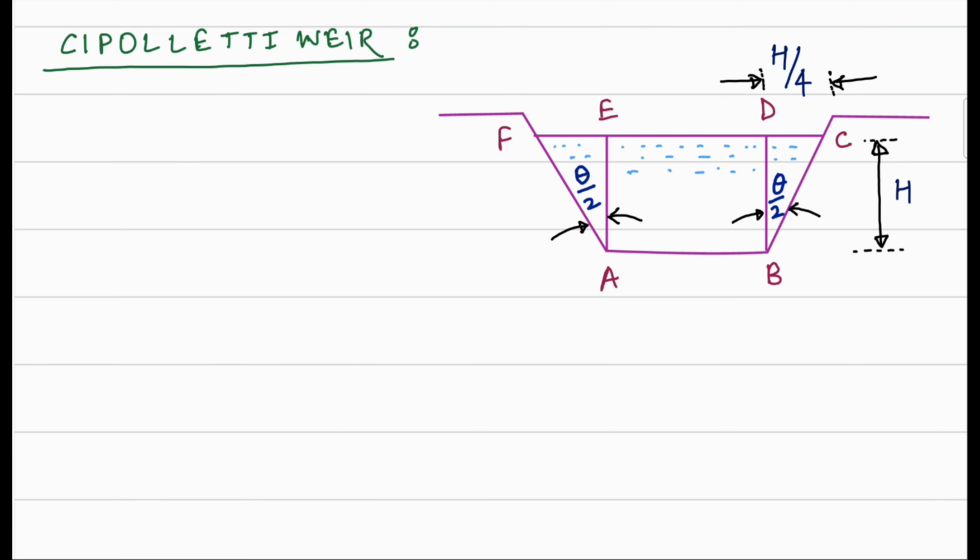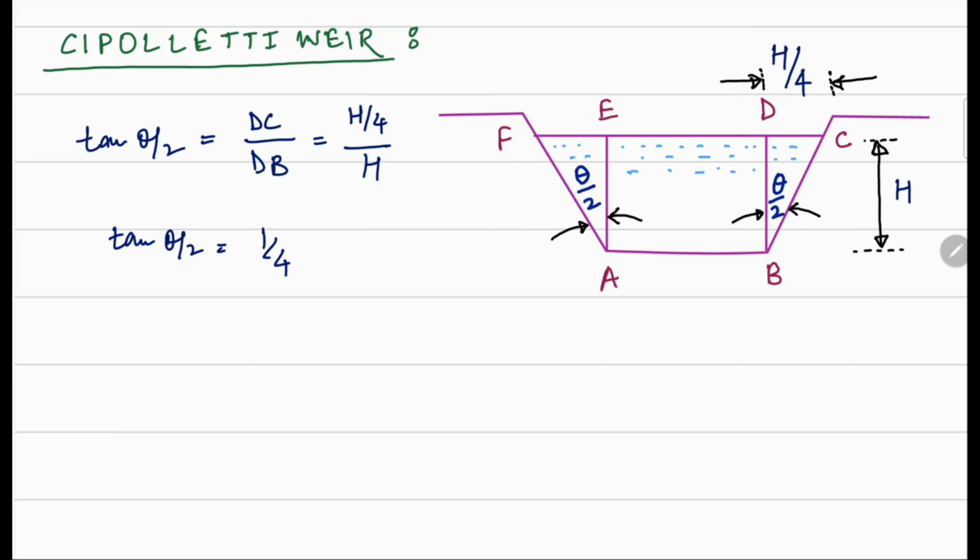So if we write the definition, tan theta by 2 is equal to dc divided by db, and this is already defined as h by 4 over h. So we can figure out that tan theta by 2 is equal to 1 by 4. So theta by 2 comes out to be tan inverse 1 by 4, and that comes out to be 14 degree 2 minutes.